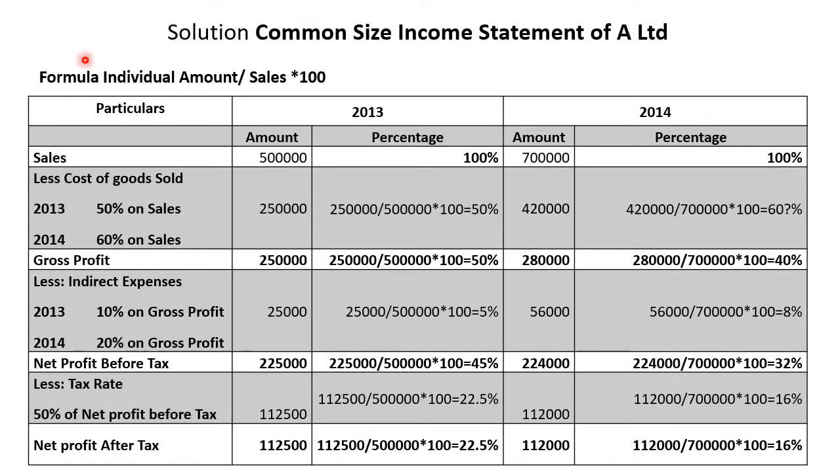The next step here, you have to use this formula, that is individual amount divided by sales into 100. Okay, in common size income statement there is an important point to be remembered. I want everyone to concentrate now. Here in common size income statement, always concentrate on this amount, that is your sales value will be 100%. No need to calculate anything over here. Your sales percentage will be 100%.